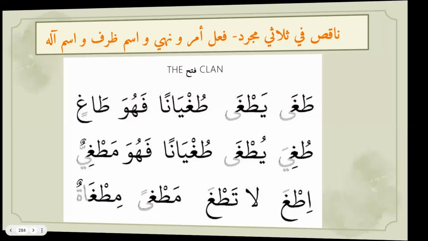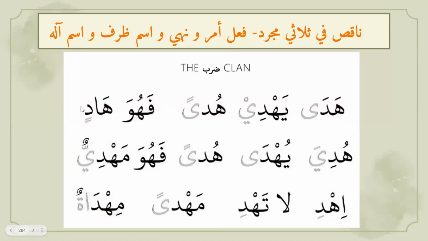Okay, the next one is from Daraba family, Hada Yahdi. So Hada Yahdi, the commanding fi'l would be ihdi, and forbidding would be la tahdi, and ism zarf mahdan on the pattern of maf'an, then ism ala mihdatun. Okay, so Hada Yahdi hudan fahuwa hadin, hudiya yuhda hudan fahuwa mahdiyun, al-amru minhu ihdi wa nahi anhu la tahdi, wa zarfu minhu mahdan wa ism ala mihdatun.